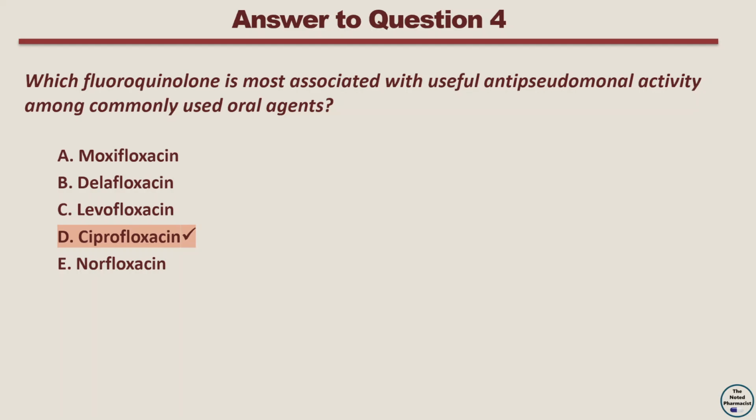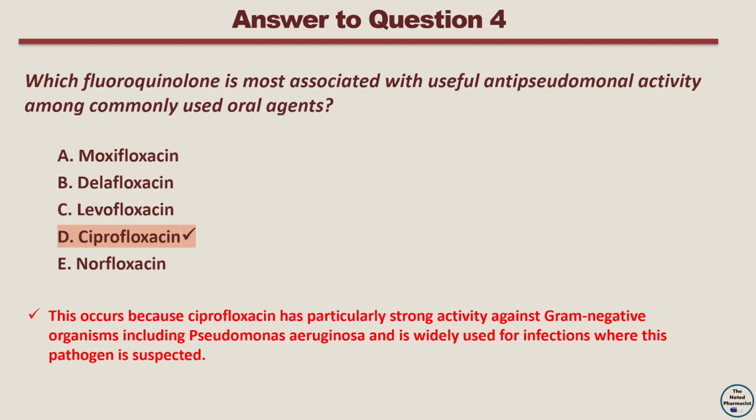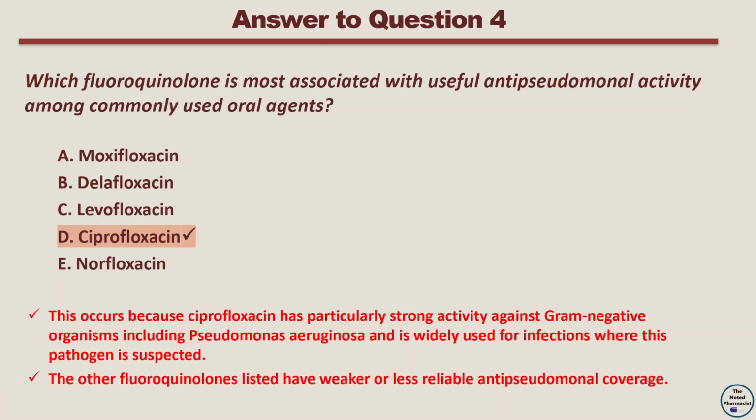The correct answer is option D. Ciprofloxacin. This occurs because ciprofloxacin has particularly strong activity against gram-negative organisms including Pseudomonas aeruginosa and is widely used for infections where this pathogen is suspected. The other fluoroquinolones listed have weaker or less reliable antipseudomonal coverage.